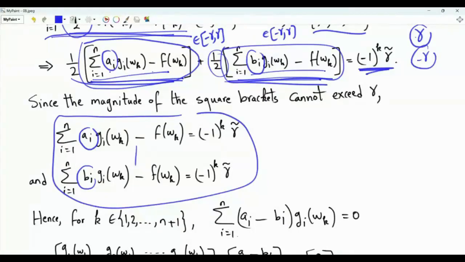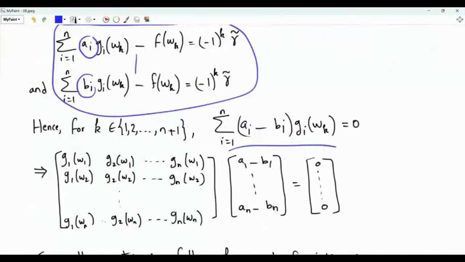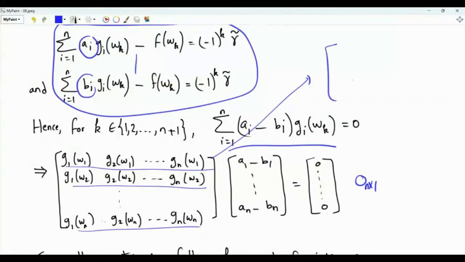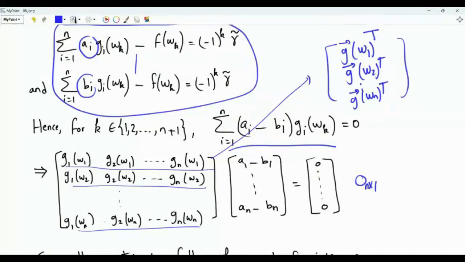Subtract, we get summation i from 1 to n, a_i minus b_i, g_i of omega k equal to 0. Let's write down this equation in a matrix vector form. We can have a vector with the differences here, a1 minus b1, all the way to an minus bn. On the right-hand side, we have the 0 vector of the n-dimensional space. And then here we have those g values. Note that this matrix here, its first row is g arrow of omega 1 transpose. The second row is g arrow of omega 2 transpose. And the last row is g arrow of omega n transpose.